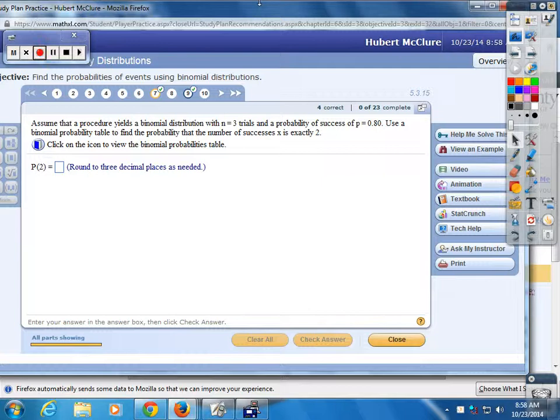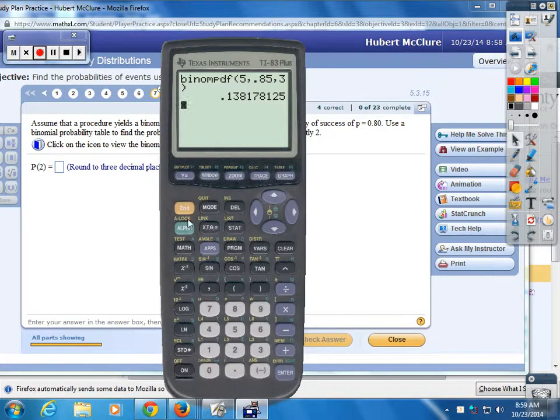3, 0.8 and 2. So you take your handy dandy calculator and you hit second, entry, and backspace, and that's going to be 3, 0.8 and 2, and you have a 38% chance. Well, X will always be smaller than N. Always.